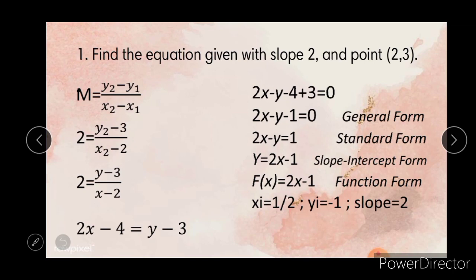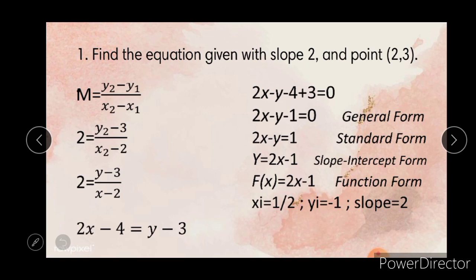Then transpose all the values on the right side to the left side so that we can have the general form. And always remember that if we transpose values to the other side, we should change the sign into the opposite sign. So we get 2x minus y minus 1 equals 0. So that is the general form for the equation of a line. Next is to transpose the negative 1 to the other side. So we have 2x minus y equals 1 so that we will have the standard form.